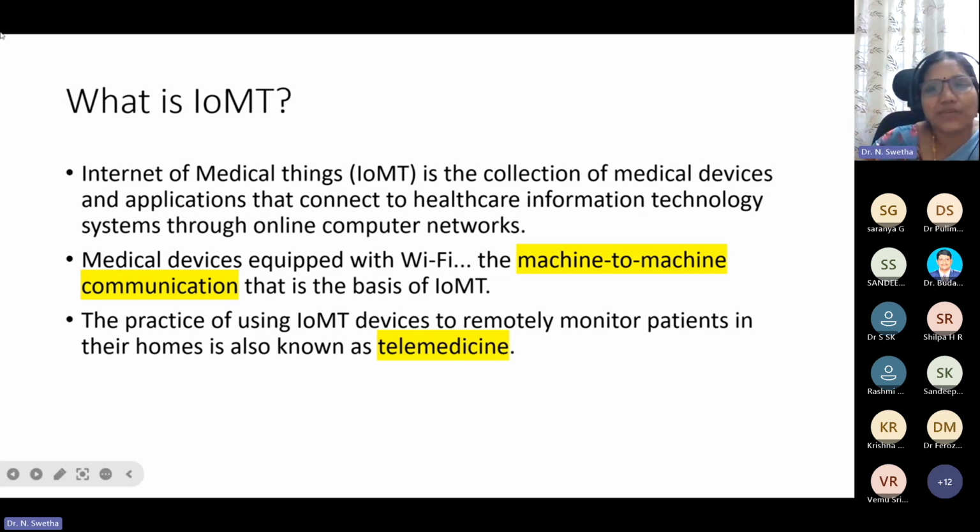There are a few other names actually given for this IoMT. One is telemedicine. I think this FDP itself is using telemedicine as a term. And more often, Internet of Medical Things is called healthcare IoT. Actually, initially they used to call it that way.